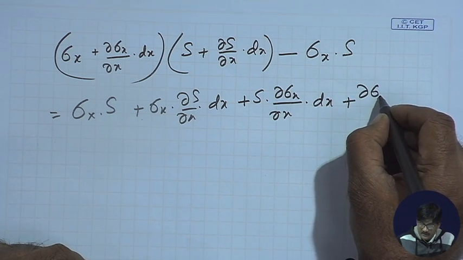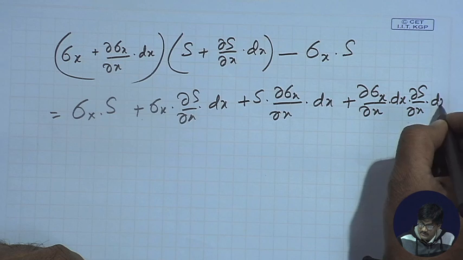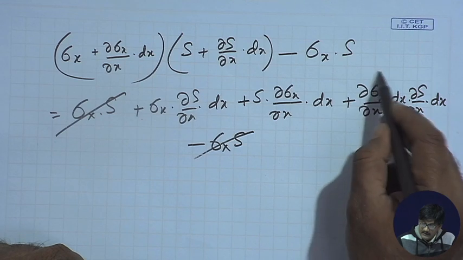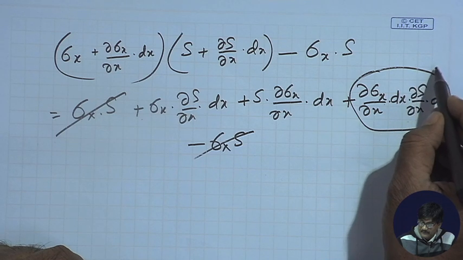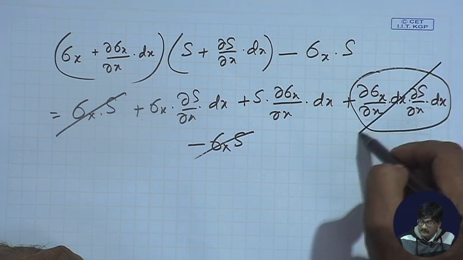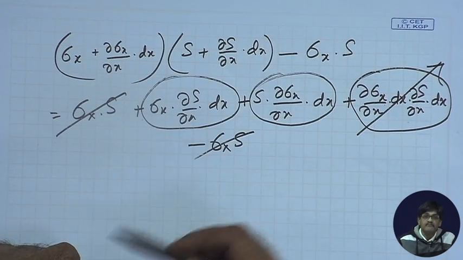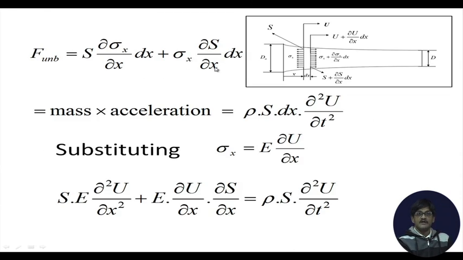Do we have space for that? Yes. Del sigma x del x dx into del s del x into dx, minus sigma x into s. That is good. This one and this one will cancel out. This one, its fate is sealed because it has two different terms. dx squared is gone. It will be too small for our consideration. So, we have only two terms surviving, and it is shown here. Only these two terms will survive, and therefore, we come to the conclusion that yes, there is an unbalanced force on this thin element.